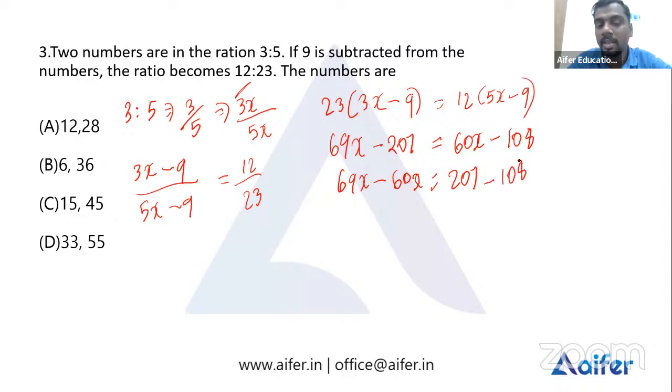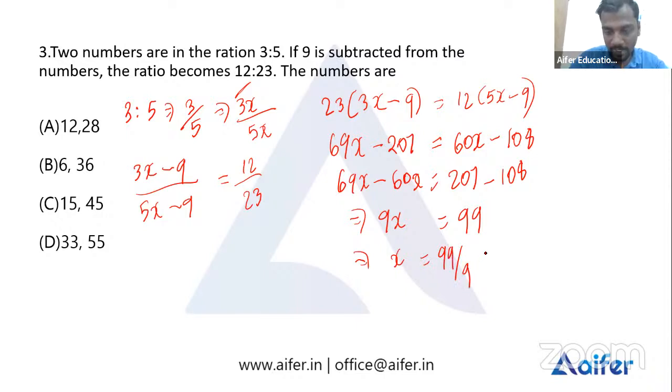So we'll be having 69x minus 60x, we have it as 9x, is equal to 207 minus 108, we have it as 99. So we have 9x equal to 99, from which we get x is equal to 99 by 9, that is equal to 11. We have x is equal to 11. We are solving this question and getting the value of x as 11. So what are the numbers?